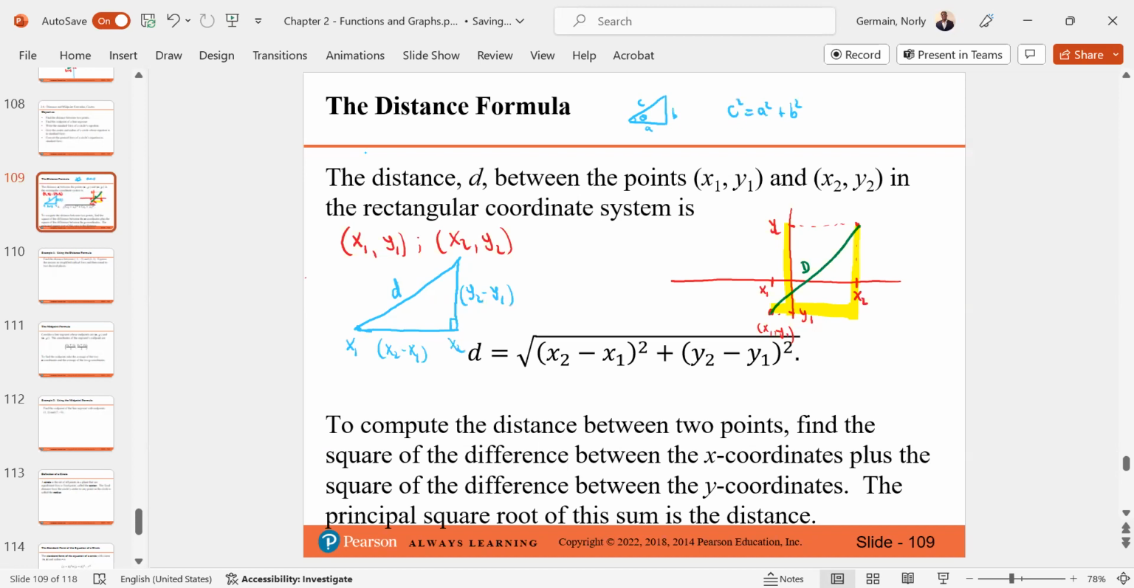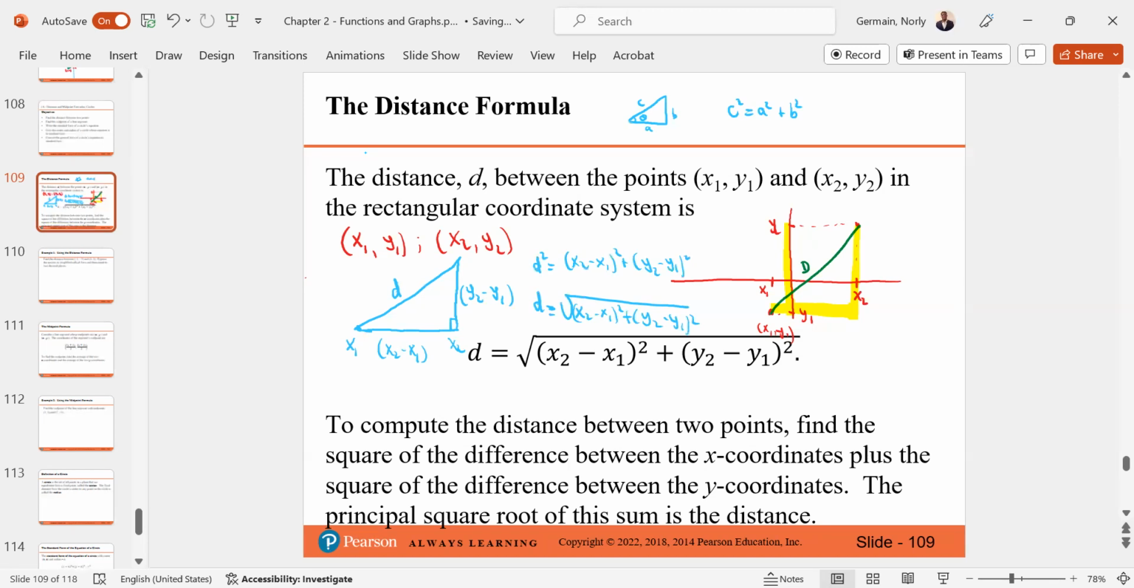So if I'm looking for D here, D squared would be (x2 minus x1) squared plus (y2 minus y1) squared. Because I only need D, we take the square root of it. So D equals the square root of (x2 minus x1) squared plus (y2 minus y1) squared. That's where we get the definition.